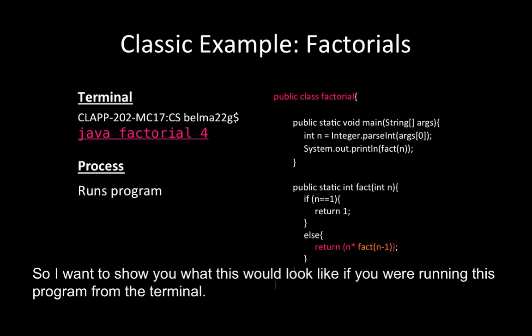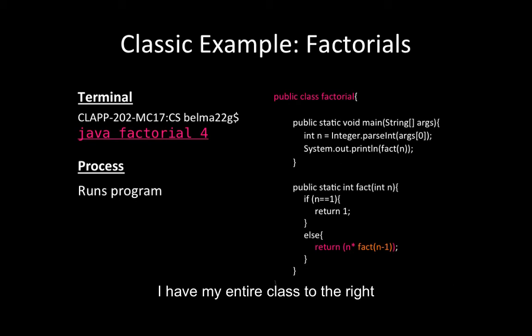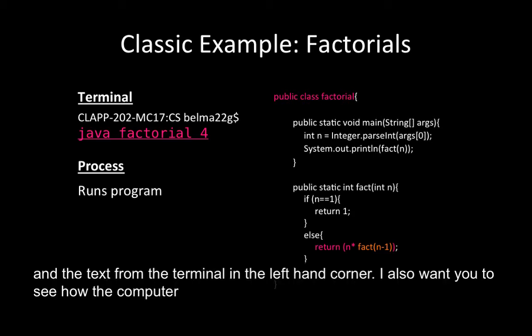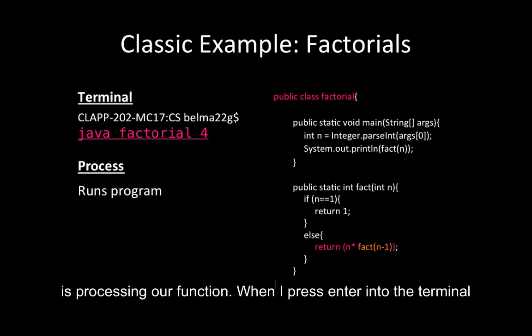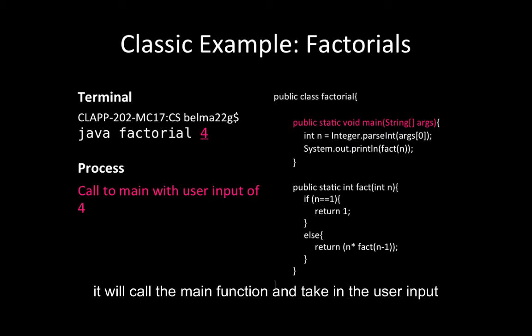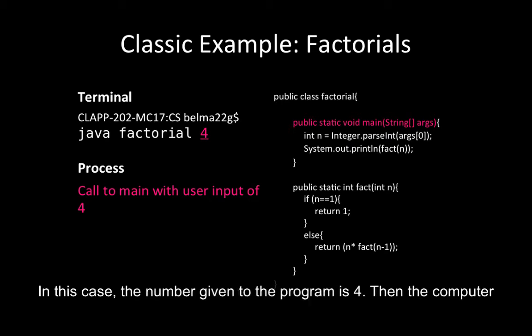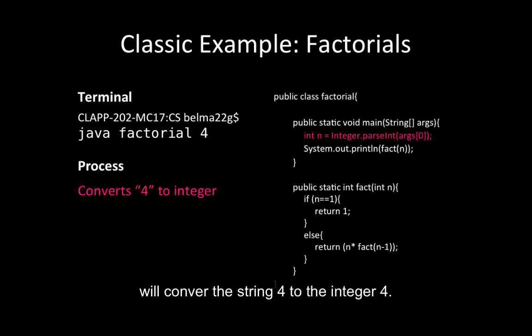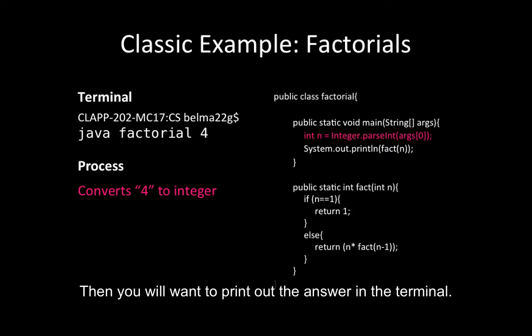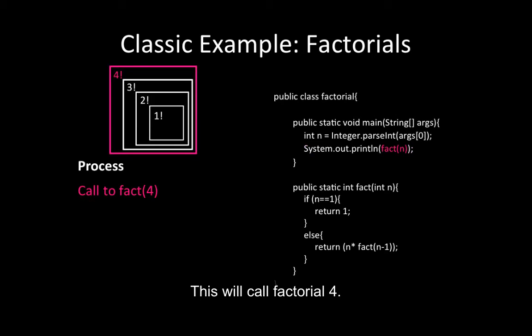So I want to show you what this would look like if you were running this program from the terminal. I have my entire class to the right and the text from the terminal in the left-hand corner. I also want you to see how the computer is processing our function. When I press enter into the terminal, it will call the main function and take in the user input. In this case, the number given to the program is 4. Then the computer will convert the string 4 to the integer 4. Then you will want to print out the answer in the terminal. This will call factorial 4.